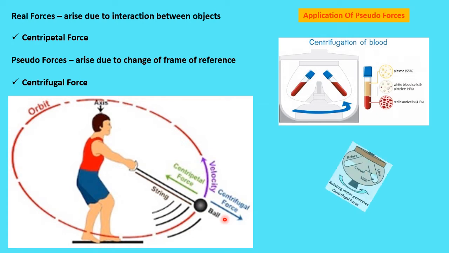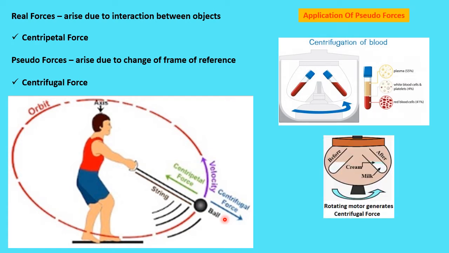The same concept is also used in the milk industry to separate cream and milk, and the same concept is also used in the washing machine, where when you put the clothes in the dryer and the dryer rotates, because of centrifugal force all the water tries to go away from the center, and that's how your clothes get dried.